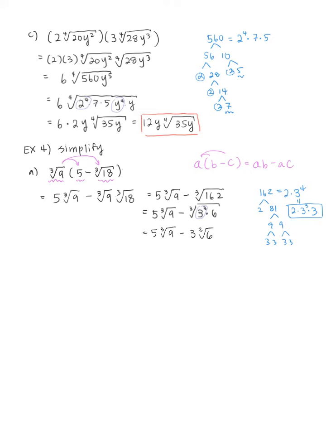Okay, now let's stare at this for a little bit. Can we simplify this any further? Answer is no, because we're not given like radicals. The first radical is the cube root of 9, and the second radical is the cube root of 6. So you cannot do anything to this. So this is going to be our final answer.